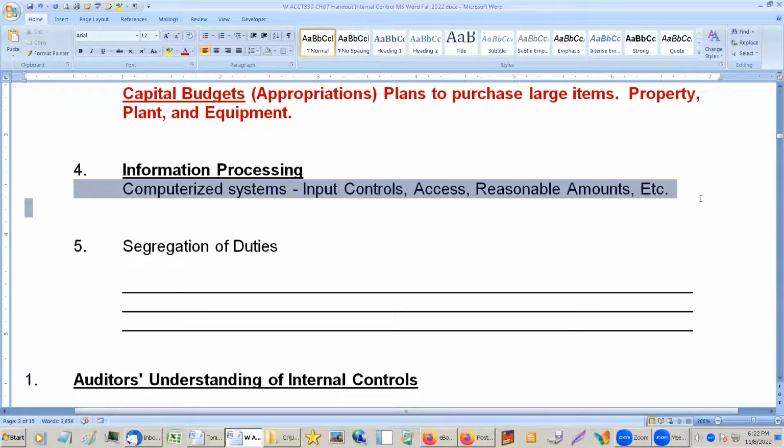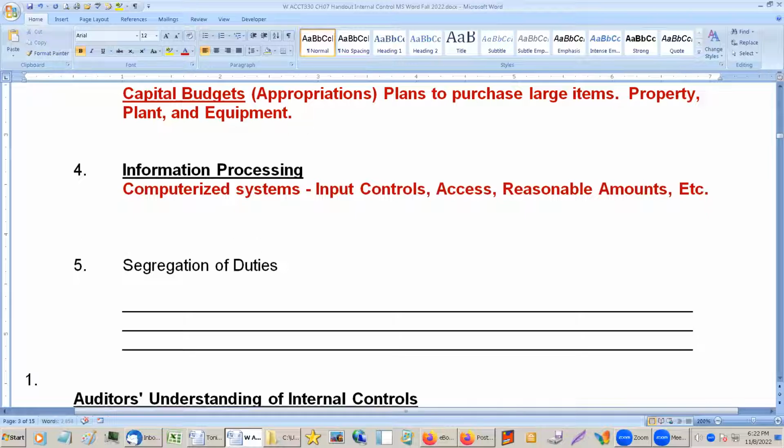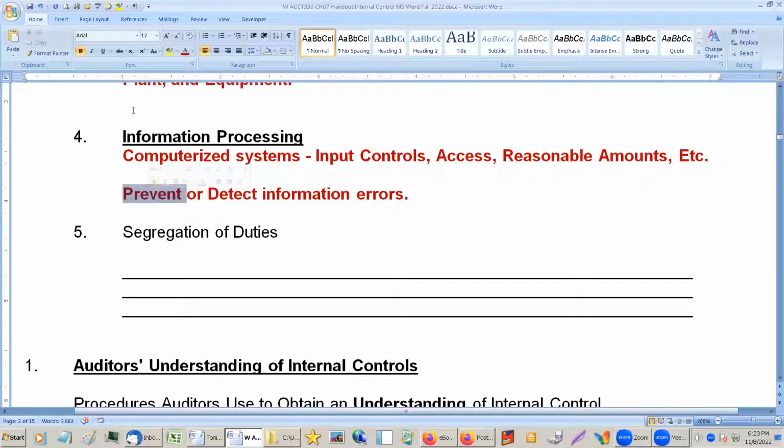These are all kind of controls that they have in processing, and they are used to either prevent or detect errors. So prevent, you can't put in the wrong number. Detect, after the number's put in, it spits it back out and says, oh, wait a minute, this doesn't look right.